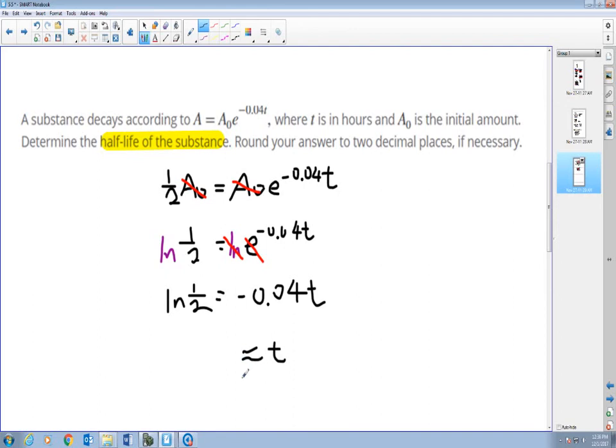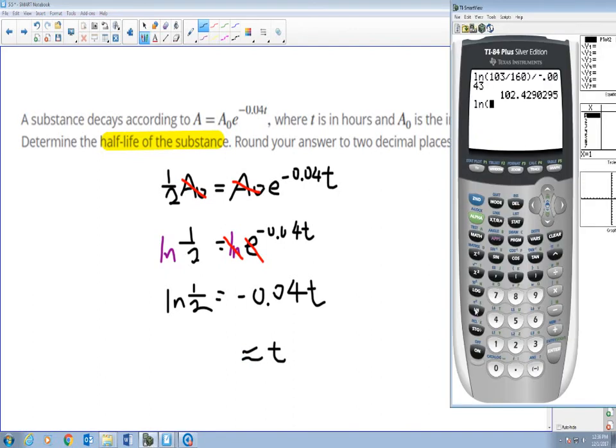So now to get t by itself, I just divide both sides by negative 0.04. Alright, so in my calculator, I'm going to do natural log of a half, well, I'm just going to say 0.5, divided by negative 0.04. Okay, so my half-life will be 17.33 hours.